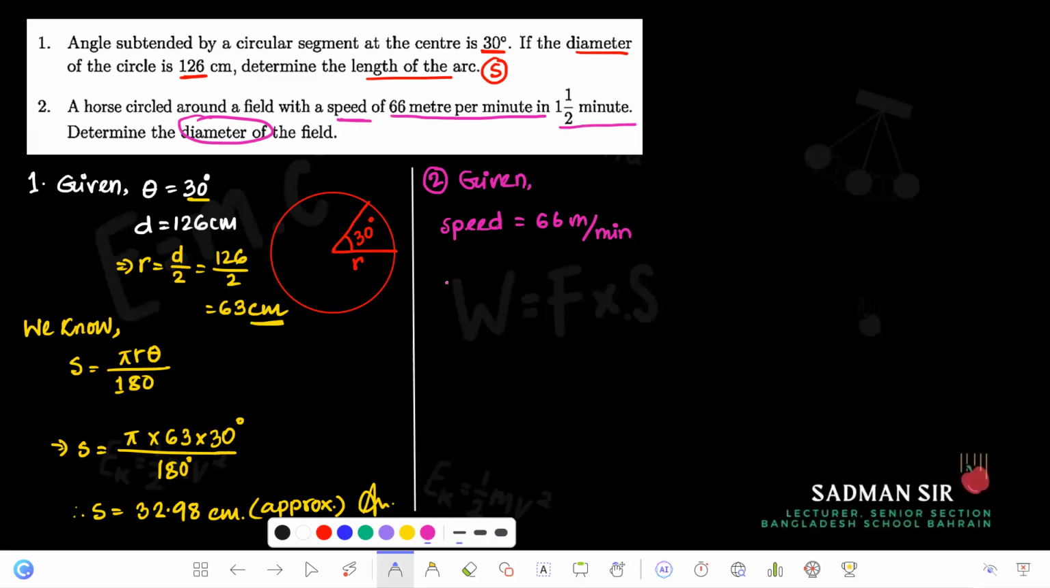And the time that is given is 1.5 minutes. So I want to know, can I write it in this way, 1.5 minutes? Does anyone have any objection?